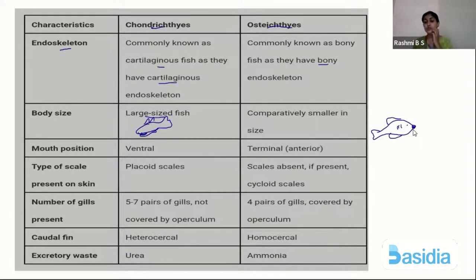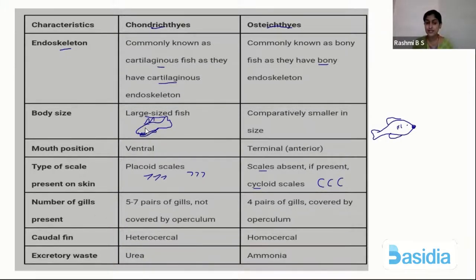In case of osteichthyes, the mouth is terminal, whereas in chondrichthyes, the mouth is ventral. In chondrichthyes, placoid type of scales are present. Placoid means pointed. Whereas in osteichthyes, scales are generally absent. If present also, they are cycloid scales, like this. Here, placoid, pointed scales. Clear, children? Yes.